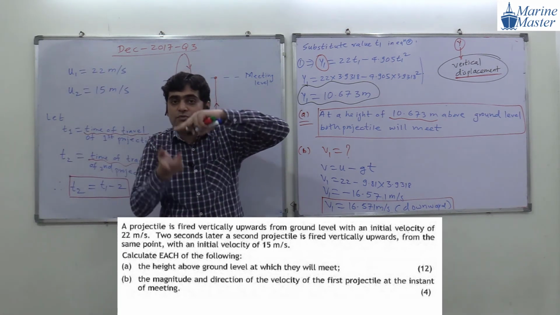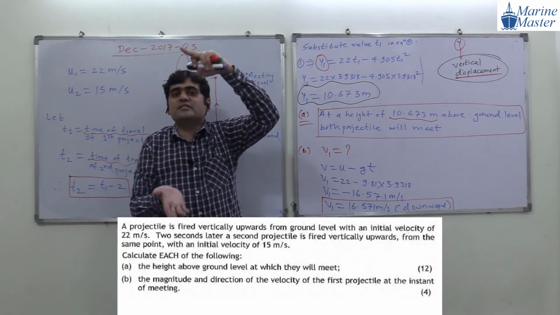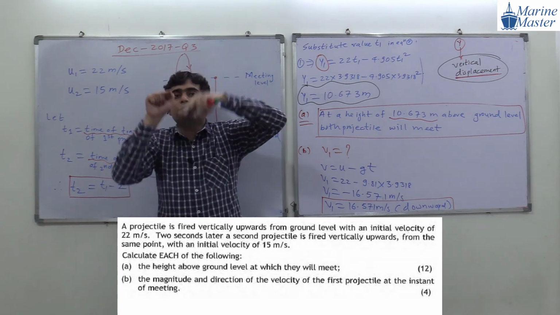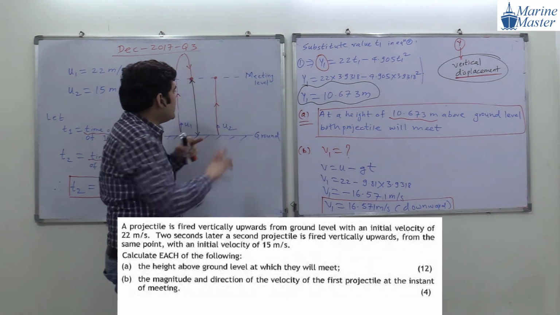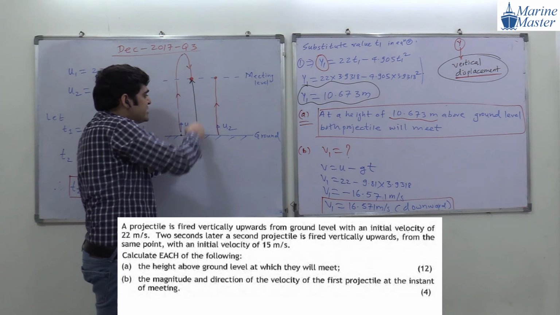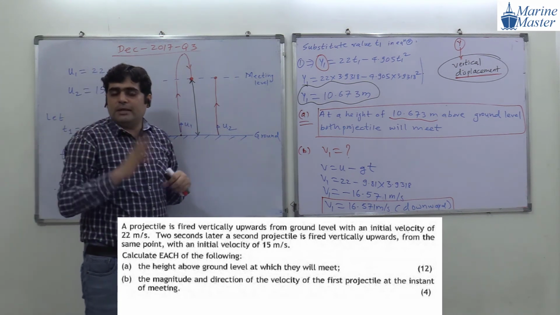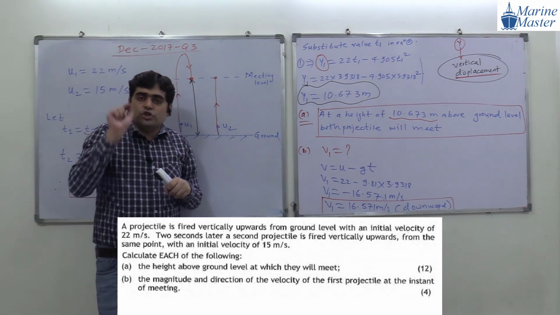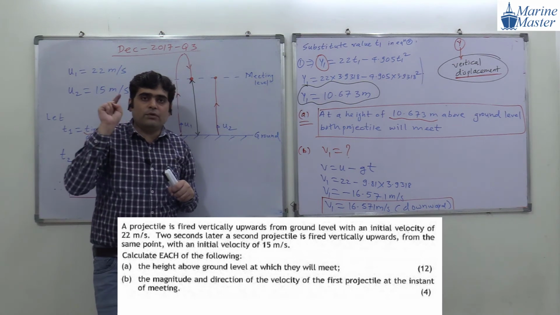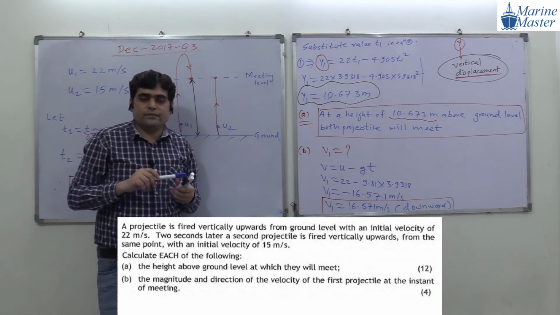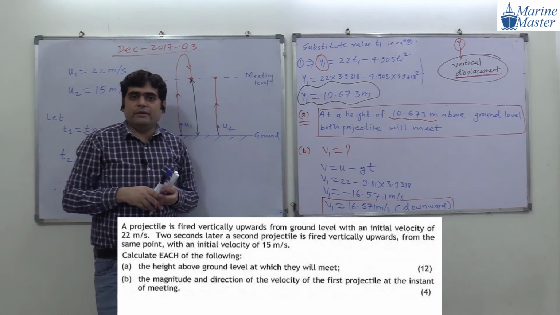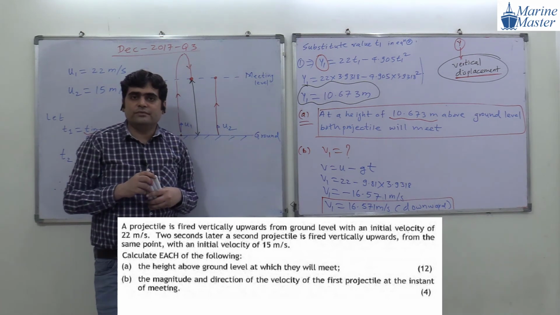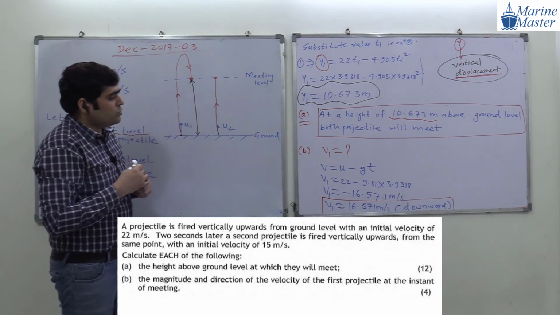What is meant by displacement? Shortest distance between 2 points. So if there is vertical displacement, it is the shortest vertical distance between 2 points. What is the meaning of vertical displacement, guys? Shortest vertical distance between 2 points. Are you getting my point? Anyone have any doubt in this discussion? Okay, good.